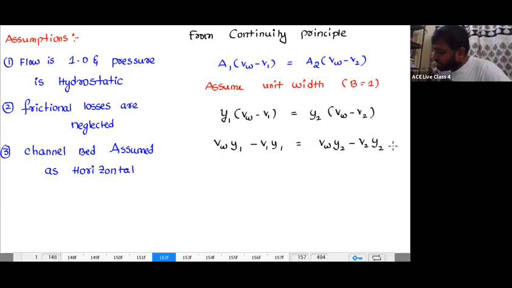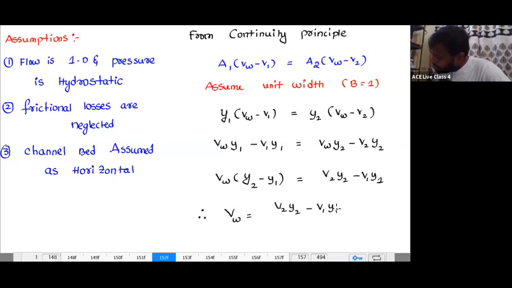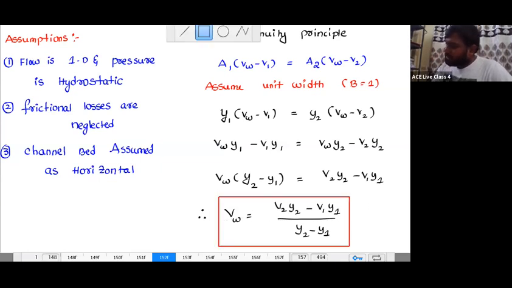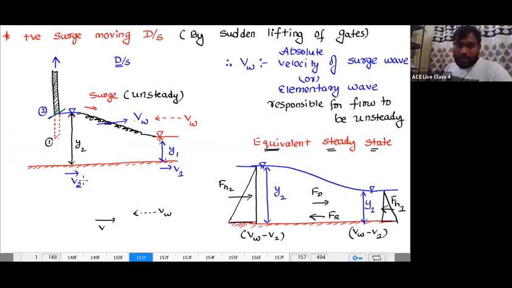So VW can be written as VW into Y2 minus Y1 is equal to V2 Y2 minus V1 Y1. Okay. Now finally, what is the velocity of the surge wave? VW equals V2 Y2 minus V1 Y1 by Y2 minus Y1. This is from the continuity principle, my dear. VW means the velocity of the surge wave, and for that VW, you require V1, Y1 and V2, Y2.